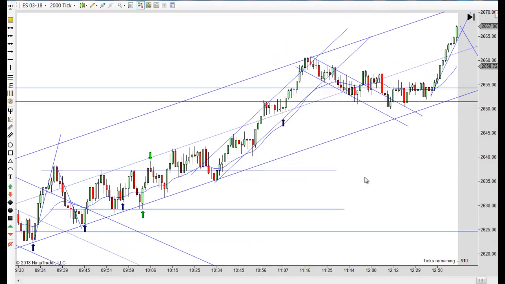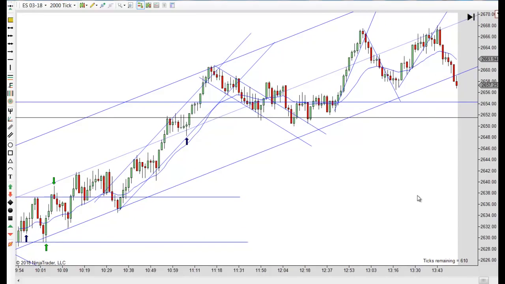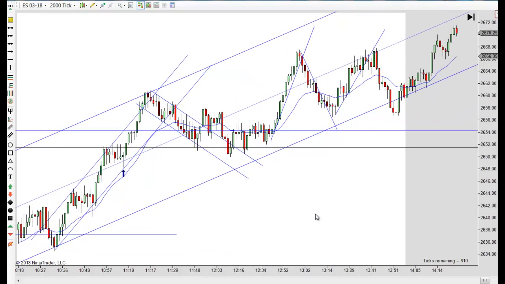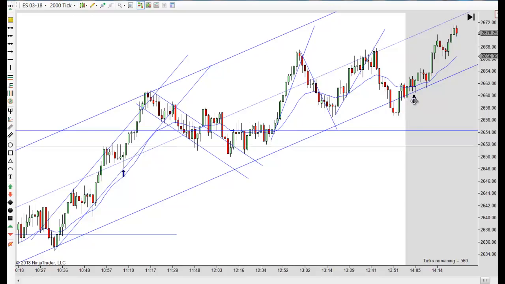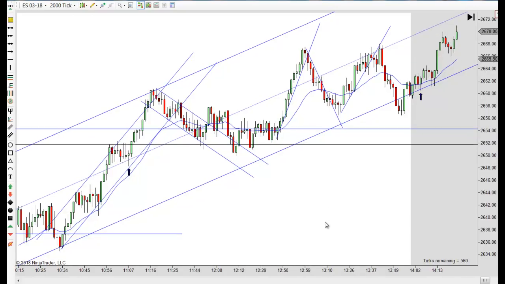It was just too back and forth and sideways, and this would have been the next entry I liked, and it's after 2 o'clock. Notice that new low, first entry, second entry. It's the first break of this channel. So that would have been your next entry right there that I really like. And it's just into the 2 o'clock hour, so something to consider.